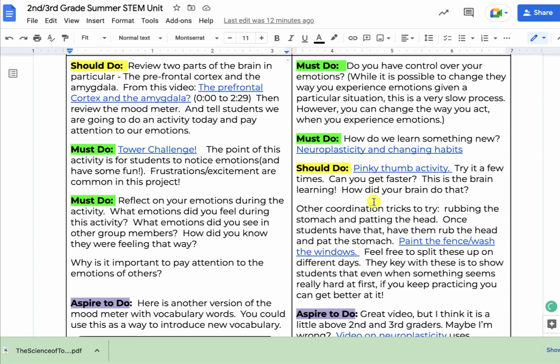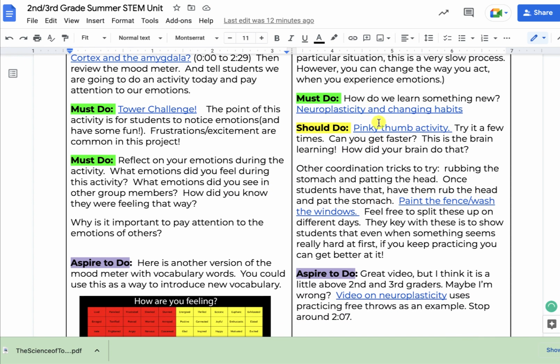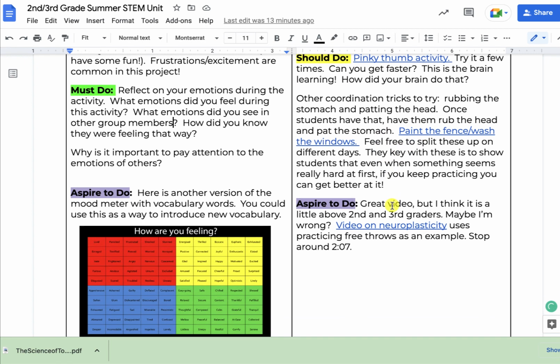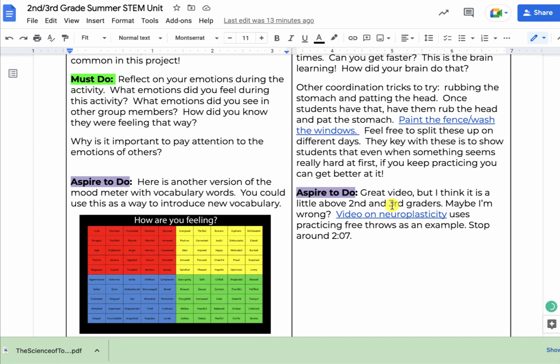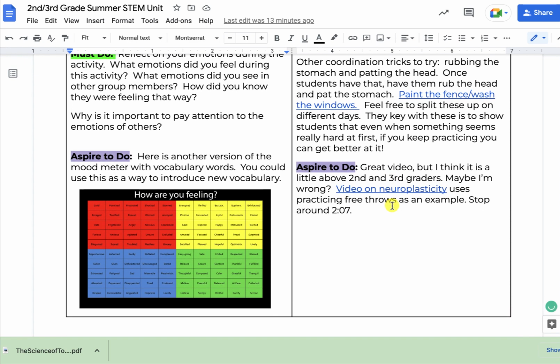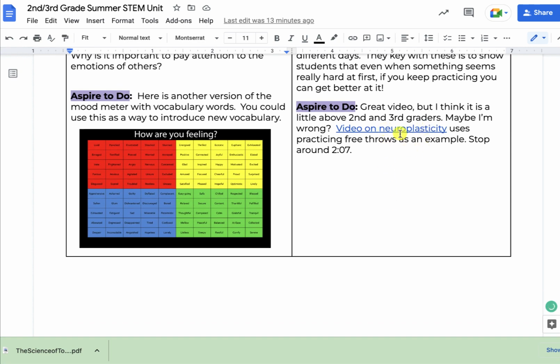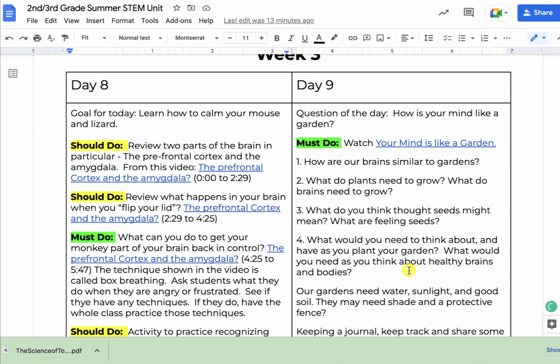So lots of little activities. Neuroplasticity: how does the brain learn? The fact that the brain can learn really complicated, weird things like this pinky thumb activity. There's also paint the fence and wash the windows. These are just some activities that challenge the brain to do things. That can be a lot of fun and can quickly show students that, oh wait, I can actually do this thing that at the beginning seemed absolutely impossible. There's a kind of higher order video here on neuroplasticity that you may or may not want to do.